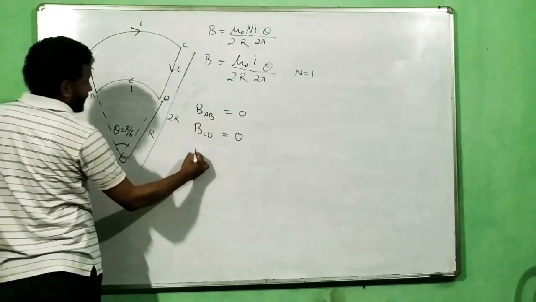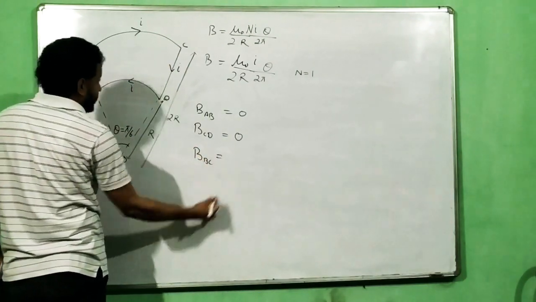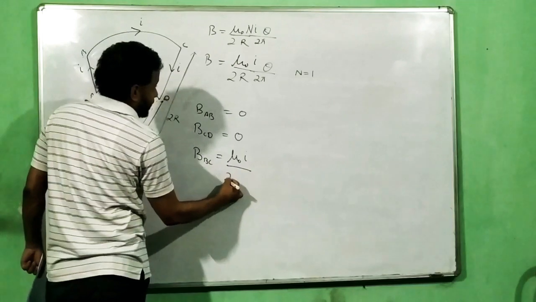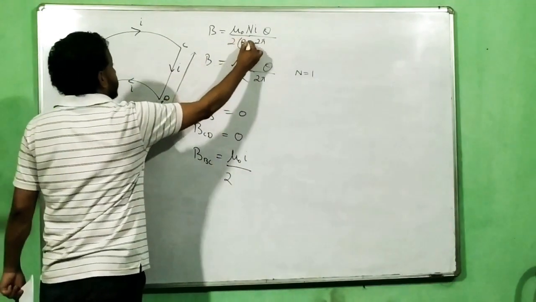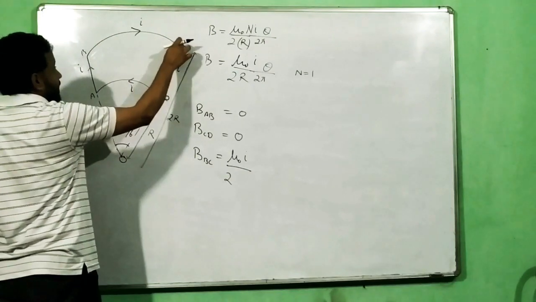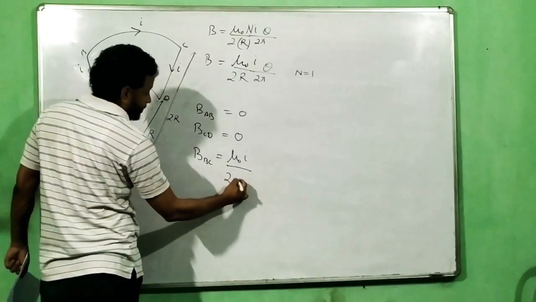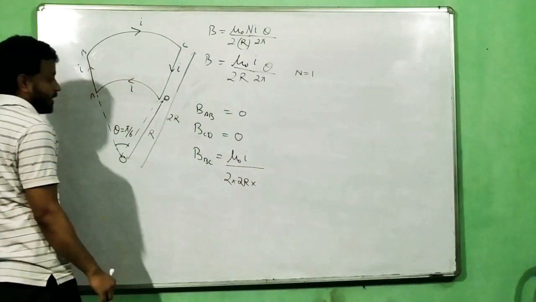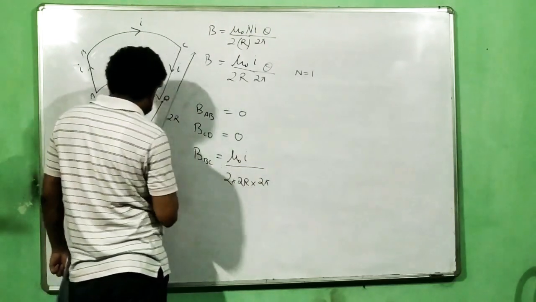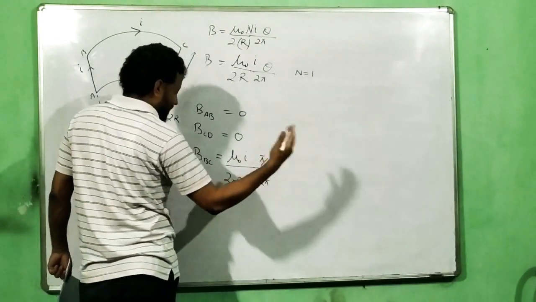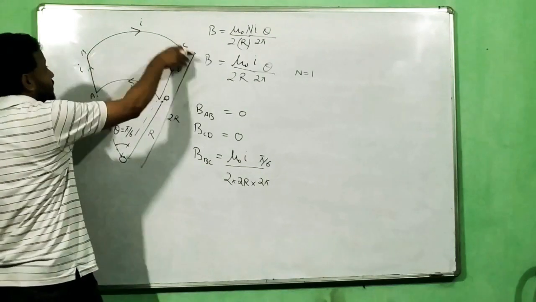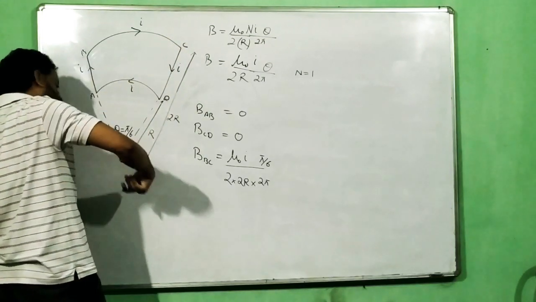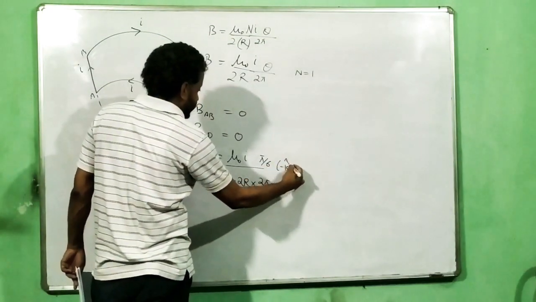Field because of B to C. Field because of B to C will be equal to, current is I, mu naught I divided by 2 R. What is R? R is the radius here in the formula. What is the radius for BC? For BC, the radius is 2R. Multiplied by 2 pi, and theta is pi by 6. Please simplify by yourself. This one will create a current, this is clockwise. Clockwise creates a current inside. So I will write here as minus k cap.